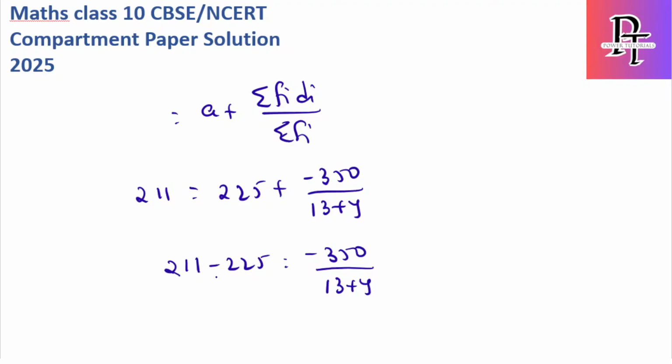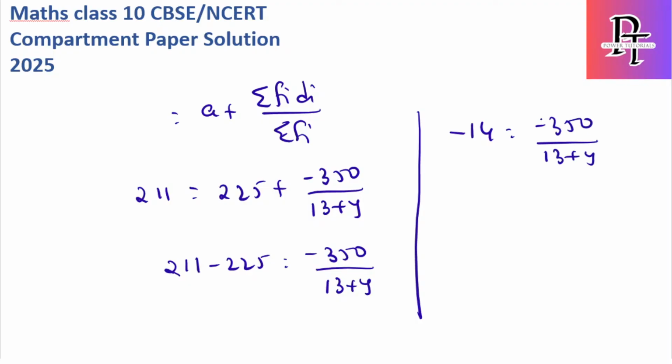So 211 minus 225, I will get it as minus 14. So minus 14 is equal to minus 350 by 13 plus 5. The minus gets cancelled out. 13 into 14, I'll do it here. 3 4s are 12, 1 3 1s are 3, 4, 1 4s are 4, 1 1s are 1. I will get 182.